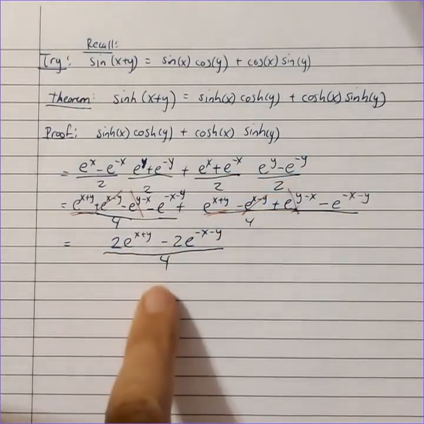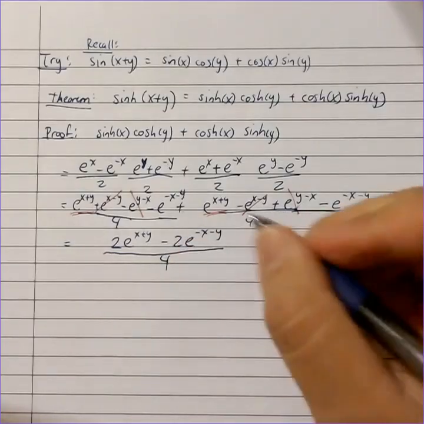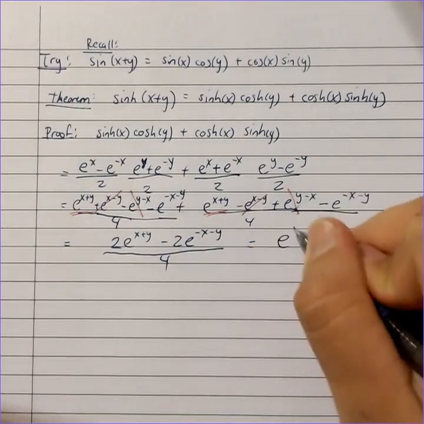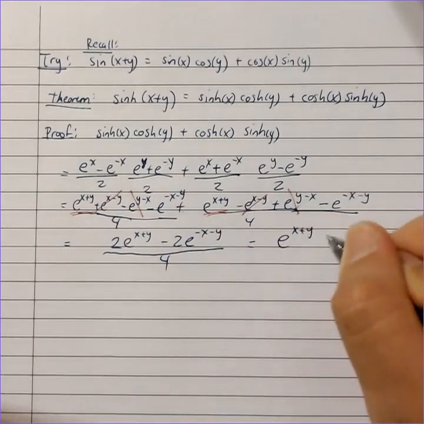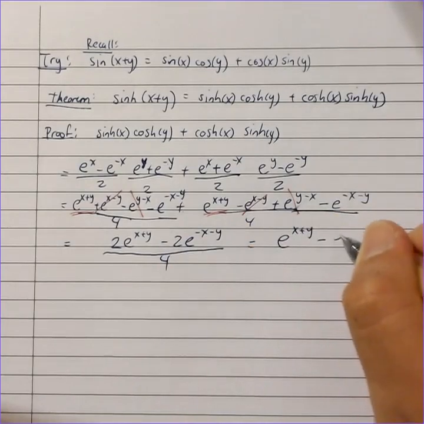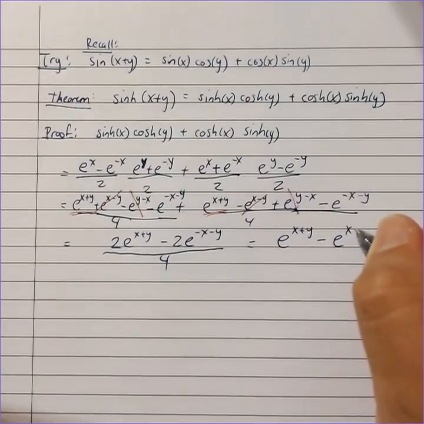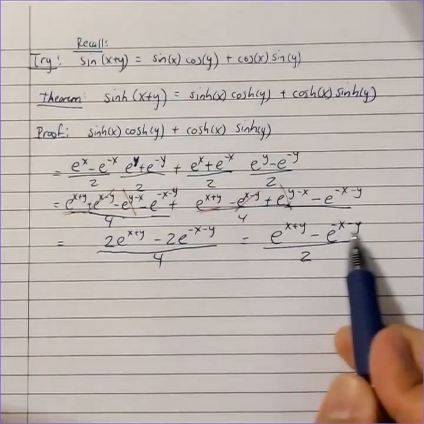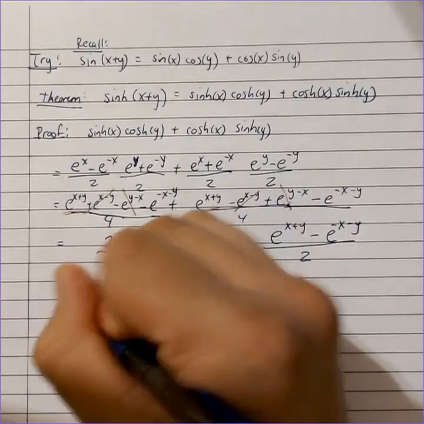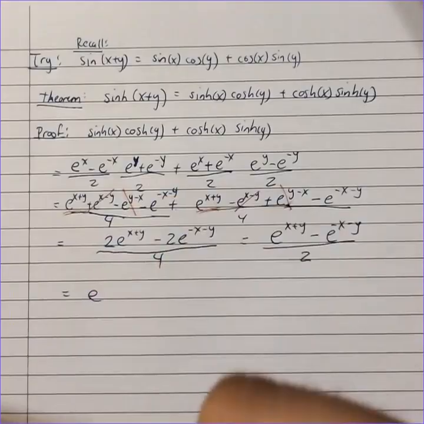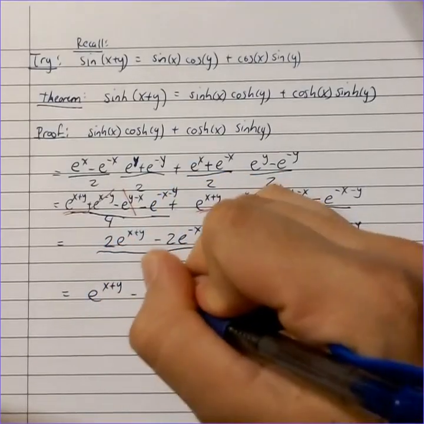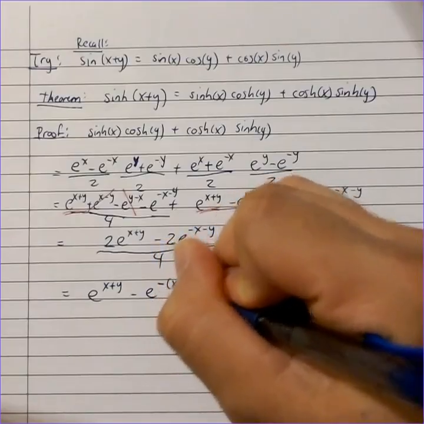Now, of course, those can be reduced, right? Divide top and bottom by 2. That's going to give me e to the x plus y minus e to the minus x minus y over 2. Notice those both have a negative, so I can factor out a common negative. So I can write this as e to the x plus y minus e to the minus x plus y.